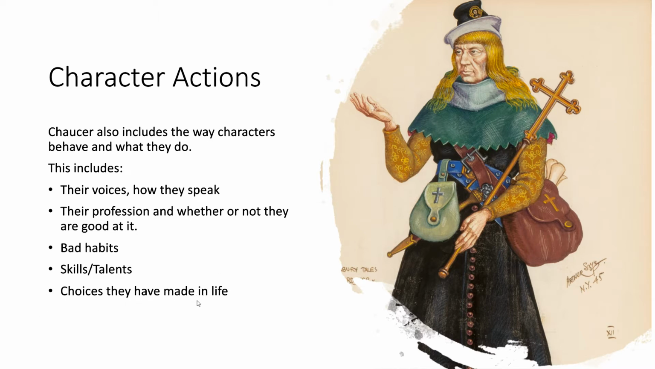And it'll let you know about choices they've made in life. For several of the characters, it tells a couple of things about their past and where they came from and what they did there. Have they been married? What are some of the successes or failures that they've had in their past? And so these all fall under character actions. These are things that they do and ways that they behave.